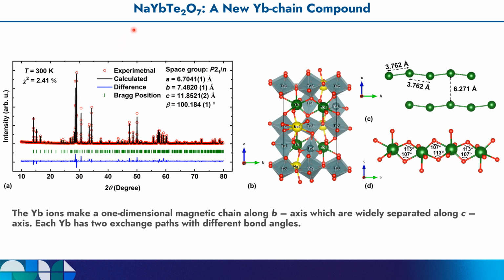So I have prepared a new Yb chain compound NaYbT27, which crystallizes into a monoclinic space group, and this is the unit cell. You can see the Yb ions are making a one-dimensional or quasi-one-dimensional magnetic chain along the b axis, which is widely separated along c axis. And please note that these Yb ions are having polyhedra which are edge shared, and there are two different angles for the exchange interaction. The difference is around 6 degrees. This difference is very significant. That I will discuss later.